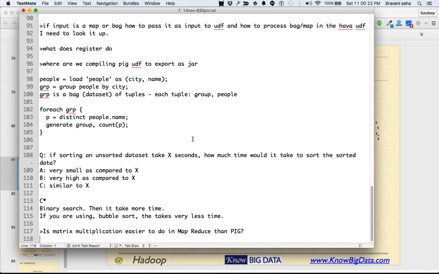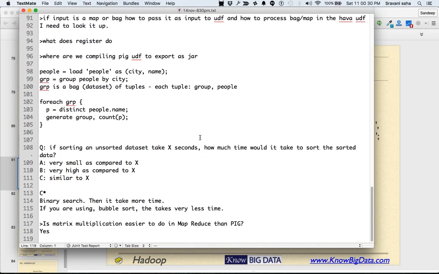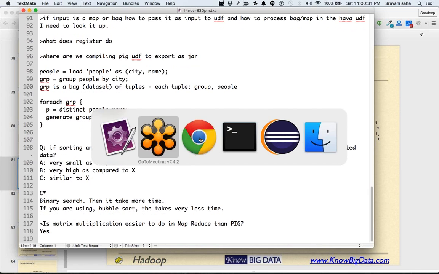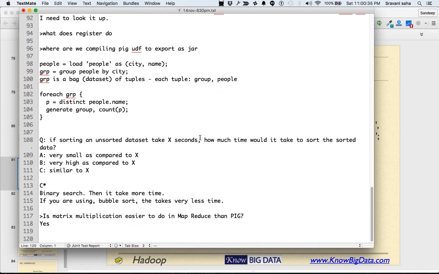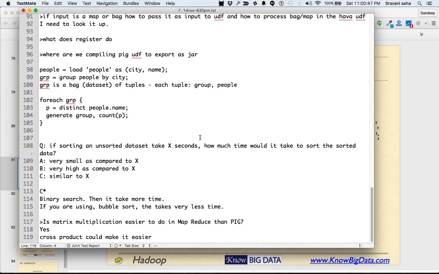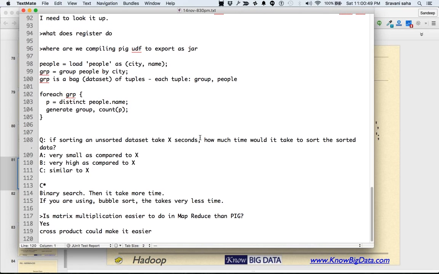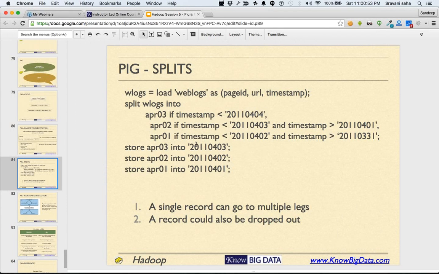Vina's question is: is matrix multiplication easier to do in MapReduce than Pig? Kind of, yes. I found it easier because to do the same thing in Pig might have taken a long, long time. But now I feel that by using cross products, you could make it easier. Cross products could make it easier, but I'm not sure. Once I start trying to do it, then the complications will arise.